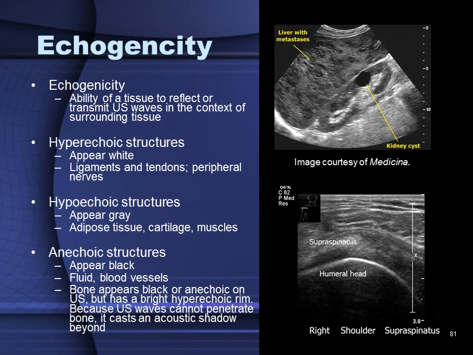Bone appears black or anechoic on ultrasound, but has a bright hyperechoic rim. This is because the ultrasound waves cannot penetrate bone, and it casts an acoustic shadow beyond the bone. Here we have bone, or the humeral head, muscle tissue, supraspinatus, and the white rim, or the hyperechoic rim. Here we have liver metastases and a kidney cyst filled with fluid that appears dark or hypoechoic on film.